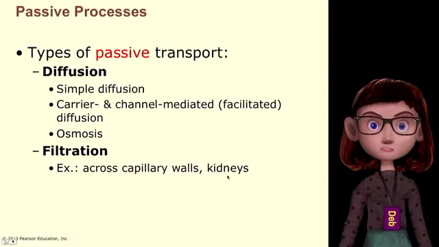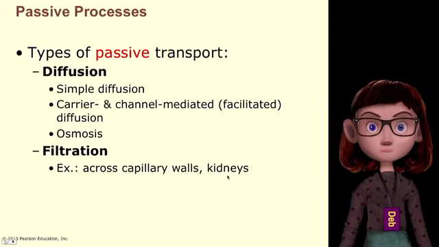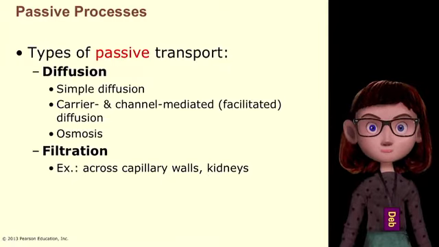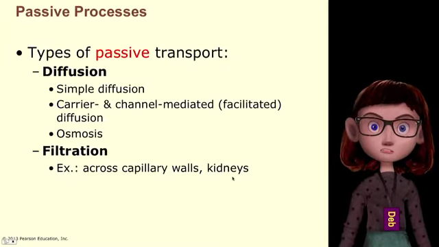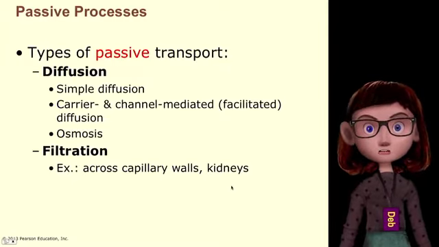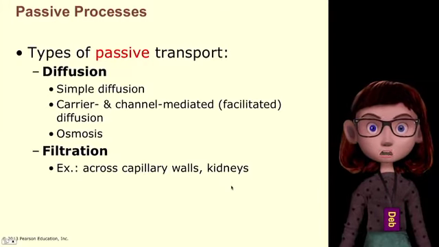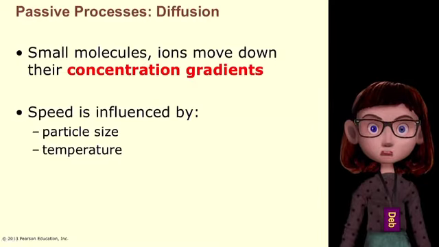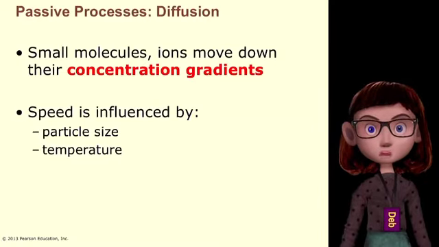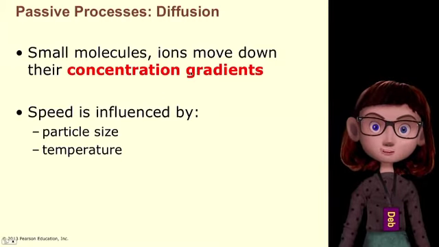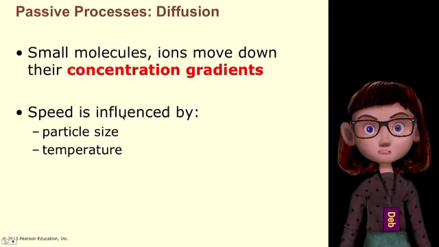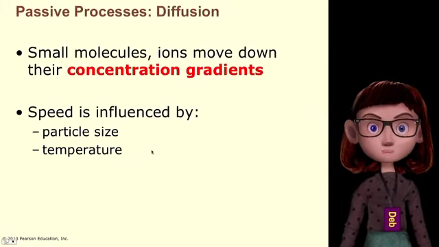And also in the kidneys, there's a specialized capillary called the glomerulus, and that's where filtration occurs from the bloodstream during the cleansing of the blood. And of course, we have a whole unit on the urinary system later. So small molecules and ions are always going to move down their concentration gradients. The speed with which that happens is going to be influenced by particle size and temperature.